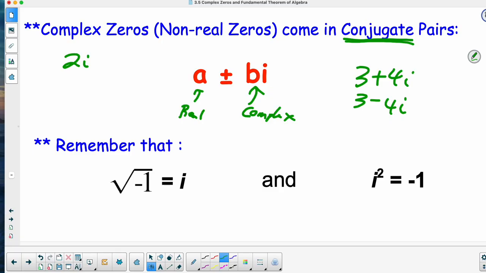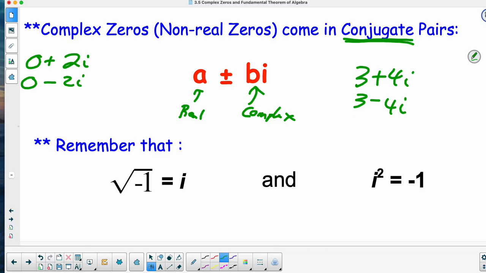Negative 2i. What's the real part here? If you just had 2i, what's the real part? If you have nothing there in front of it, what is actually there? Not 1, but this is actually like saying you have 0 plus 2i, right? So what's its conjugate pair?